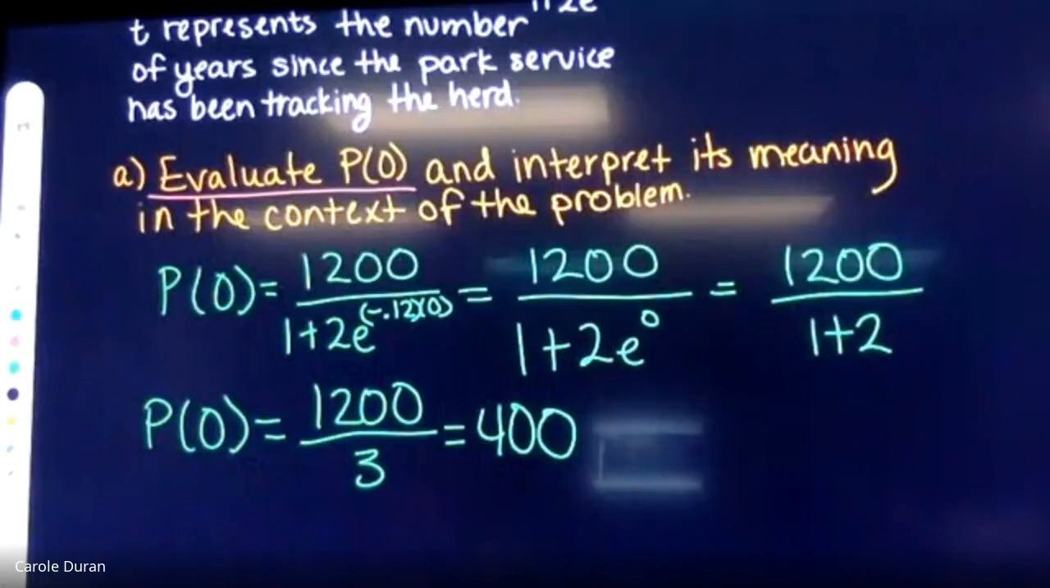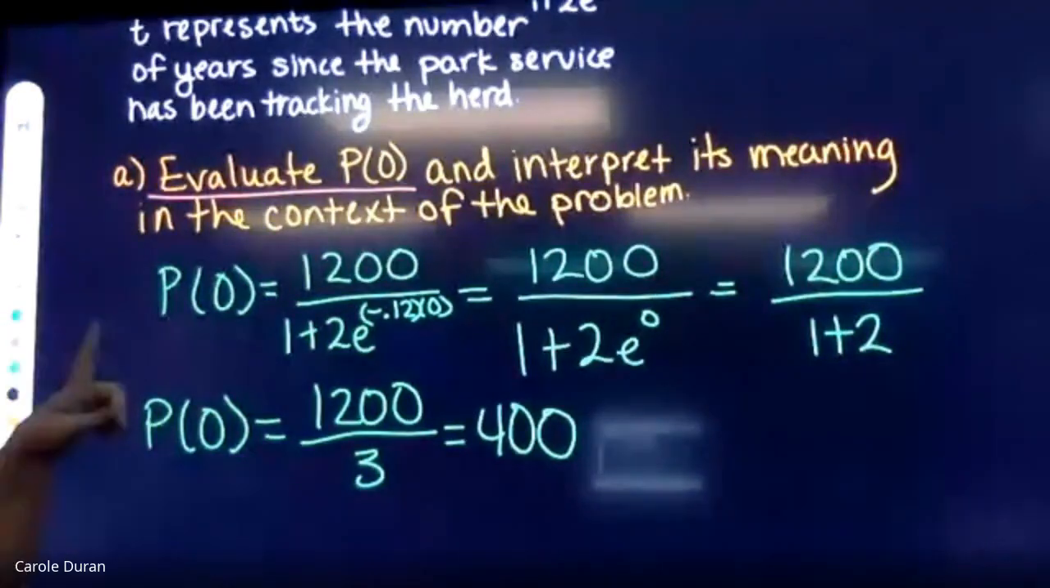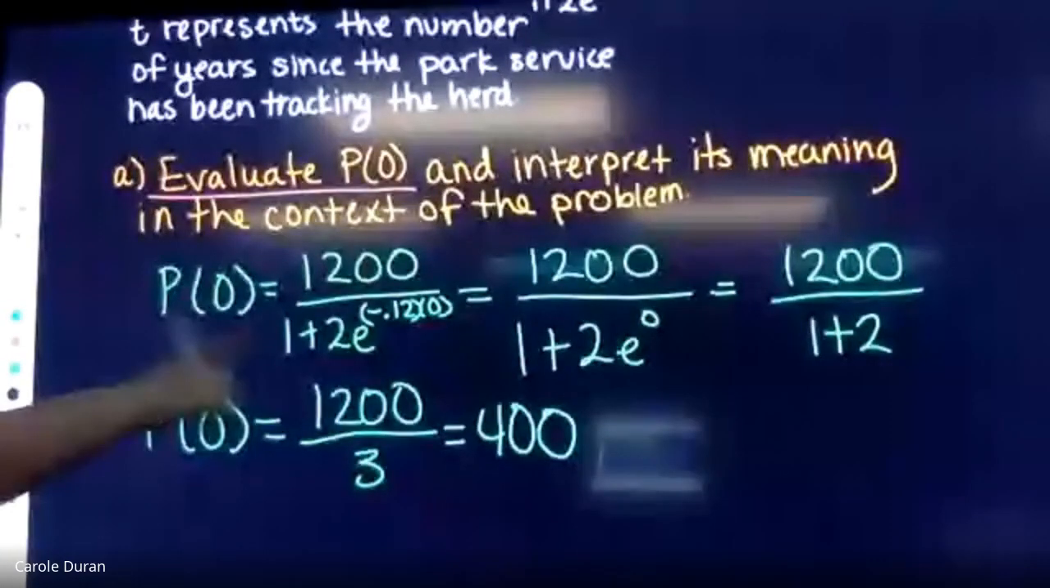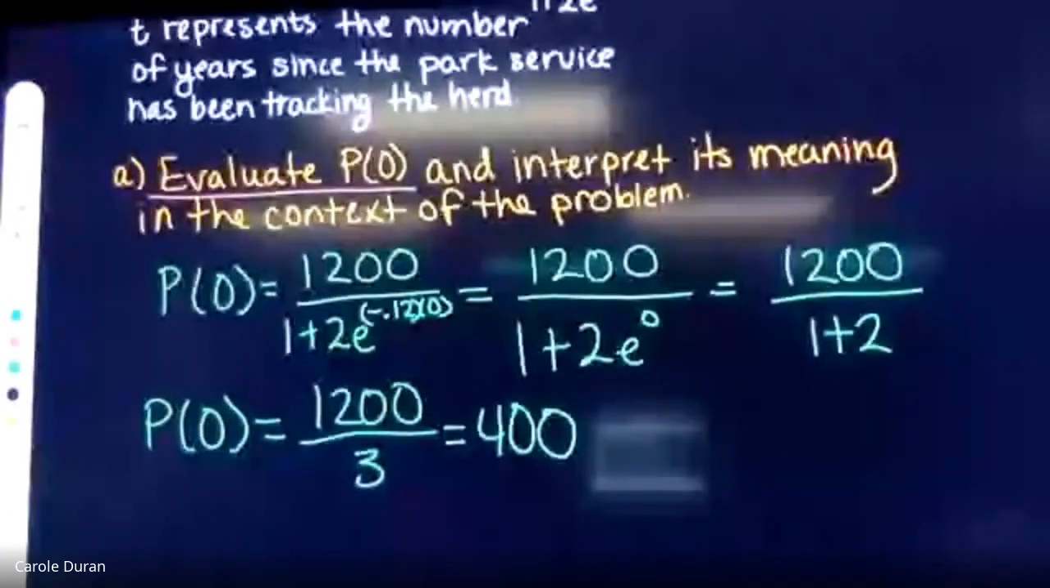So when we're looking at story problems, I expect you to use units and labels when applicable. So what is that 400 representing? What happened to e? The e to the 0 becomes 1. So 2 times 1 is just 2. Population. Population of deer. So this should be 400 deer.